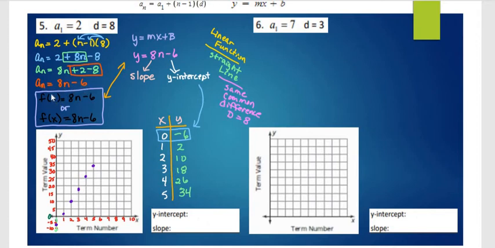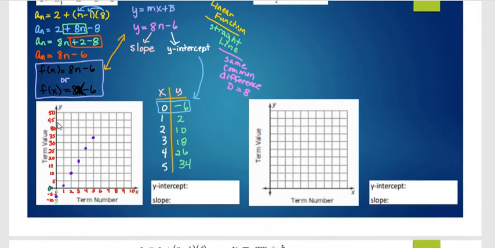And then I'm going to replace the a sub n with f of n or f of x. And just like before, you have to make sure this has to be the same letter. So when I look at this right here, I see that I have f of x equals 8x minus 6.